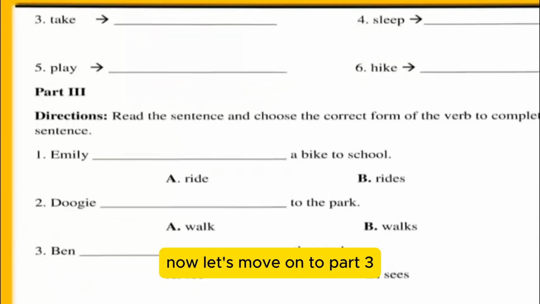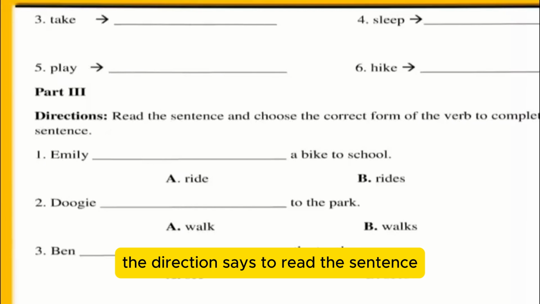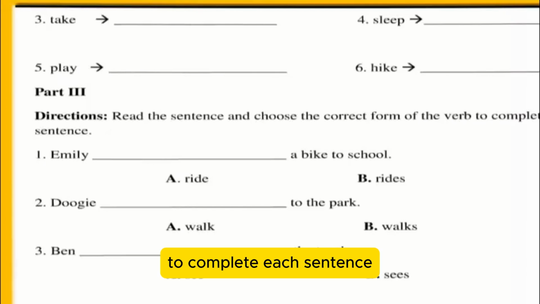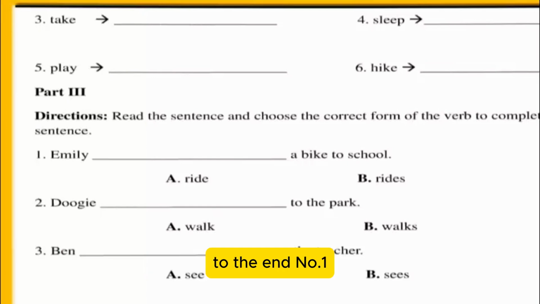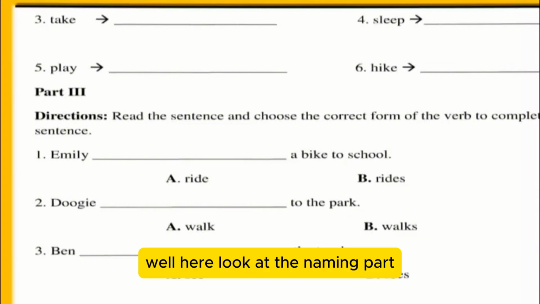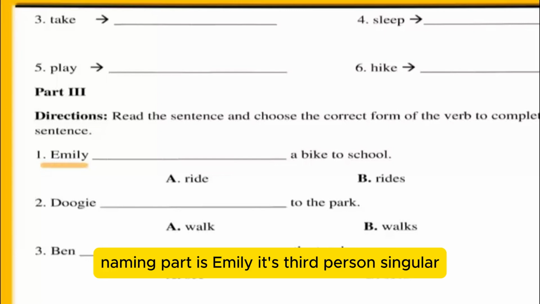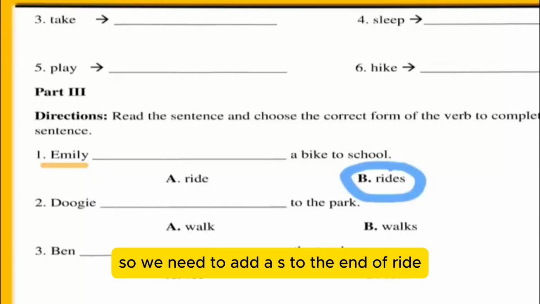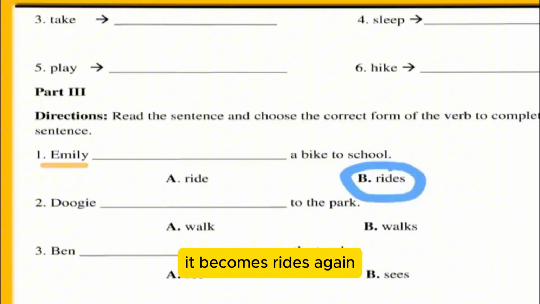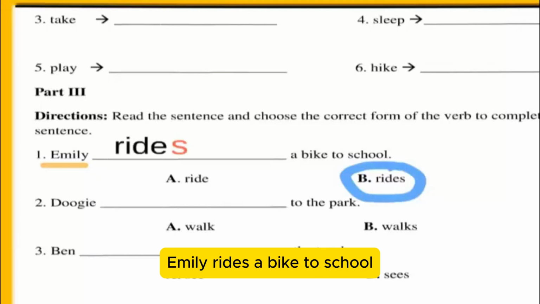Now let's move on to part 3. The direction says to read the sentence and choose the correct form of the verb to complete each sentence. You need to choose whether the verb stays the same or you need to add an S or an ES to the end. Number 1, Emily blank a bike to school. Well, here, look at the naming part. Naming part is Emily. It's third person singular. We're talking about one other person, place, or thing, so we need to add an S to the end of ride. It becomes rides. Again, Emily rides a bike to school. Add an S to the end of ride.